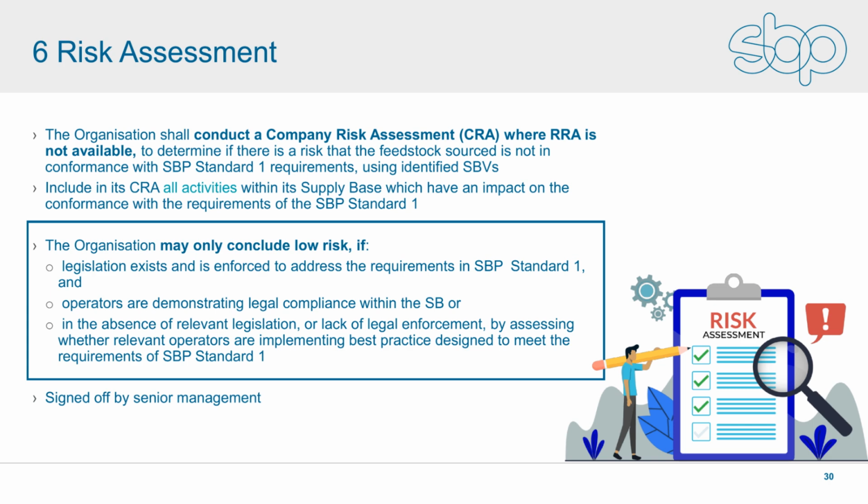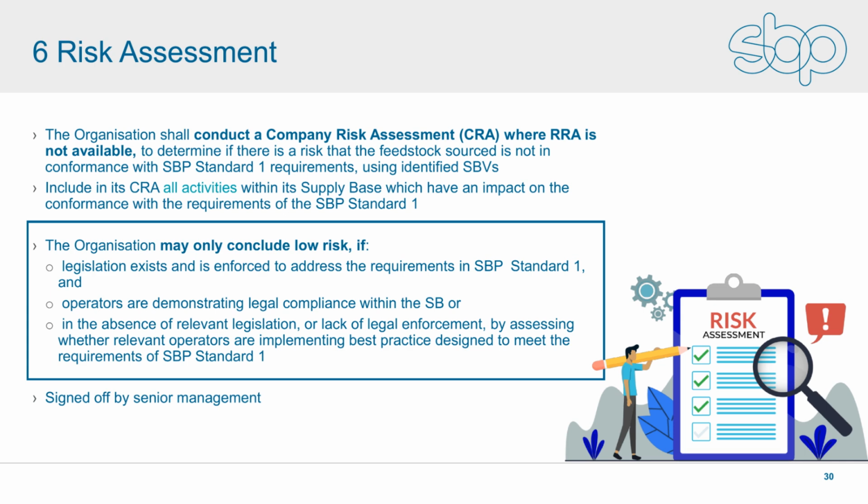A low-risk conclusion can only be reached in 2 situations. The first is where legislation addressing the Standard 1 requirement exists and is enforced, and suppliers are demonstrating legal compliance. The second is where, in the absence of adequate legislation, suppliers are demonstrating best practice that meets the intent of the Standard 1 indicator. The risk rating must be justified using the identified SBVs, and this justification must be included in the supply-based report. And finally, the risk assessment must be signed off by senior management in the organization.